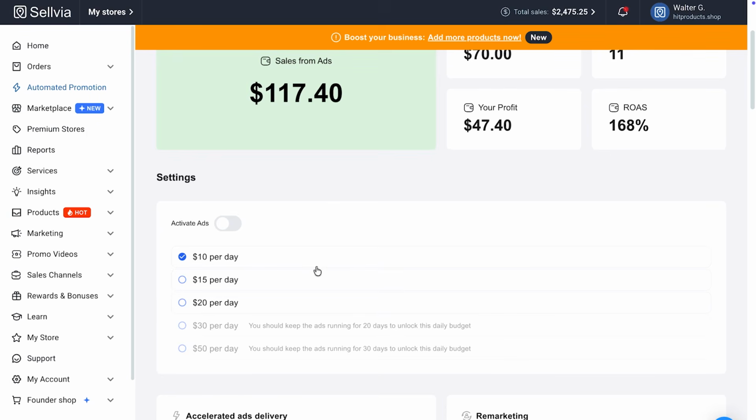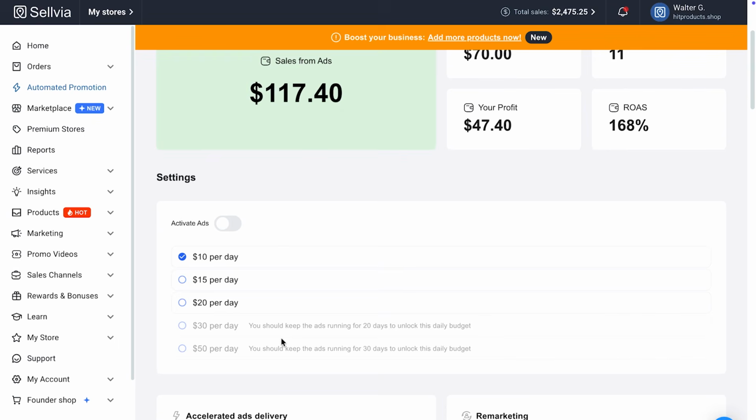Very simple. Once again, I haven't unlocked these yet just because this is one of my newest stores. But I think it's about 10, 15 days old. So pretty soon I'll have the $30 per day, $50 per day option, which I'm thinking about turning on for this store just to see what will happen.